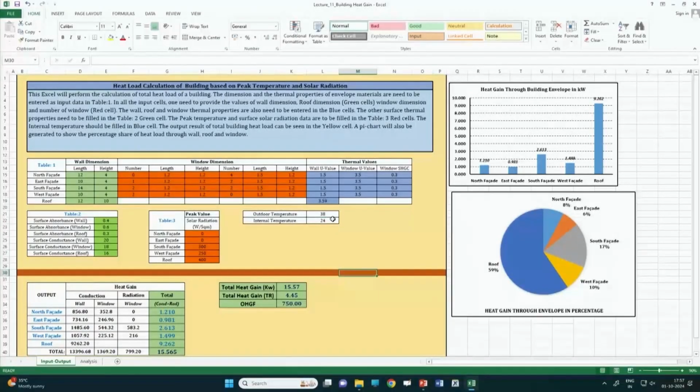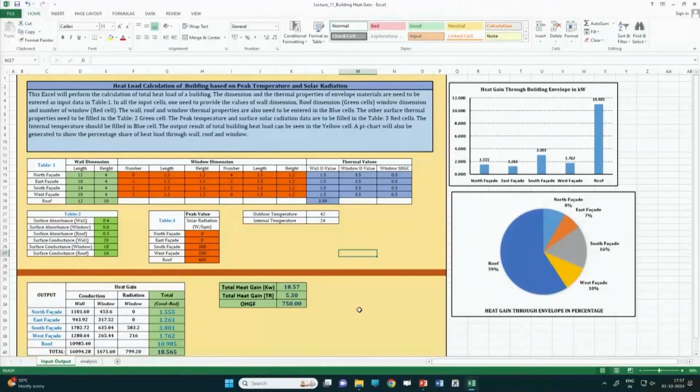Suppose the outdoor temperature is very hot, instead of 38 degrees it is 42 degrees or something, on very hot summer days. So, definitely it will increase. It is now 18.57. So, it is a very interactive chart.